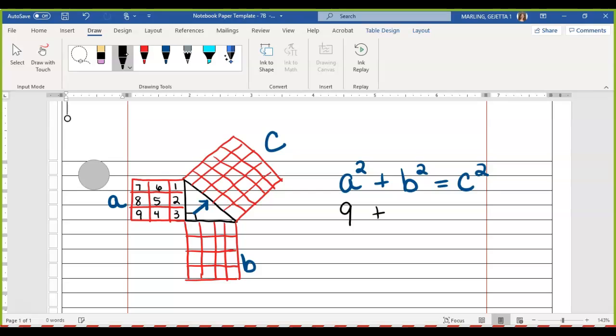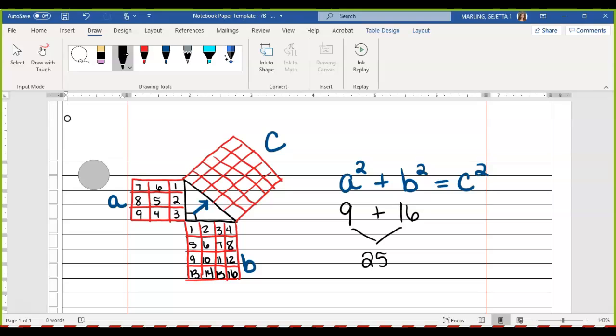Bring down my plus. Now let's go look at the square of B. How many boxes do we have in the square of B? Very good. 16. So we have 16 boxes. Now if I added 9 plus 16, what is 9 plus 16? I like that. I say 25 as well.